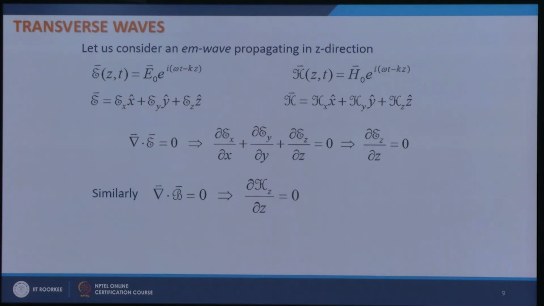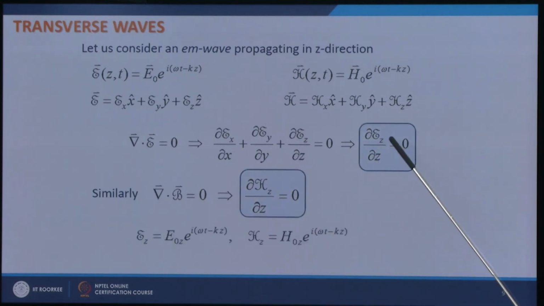What does it mean? If I look at Ez from here, then Ez would be E0z e to the power i(ωt − kz), and if I look at Hz from here, then it would be H0z e to the power i(ωt − kz). Now, for this to be 0, there are two possibilities. One is Ez is constant, and another is that the amplitude of Ez itself is 0.